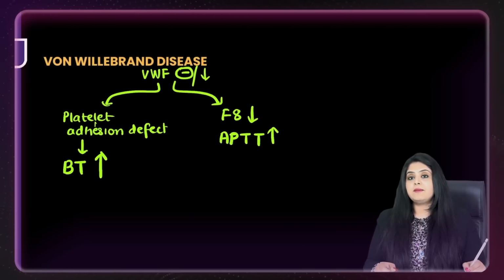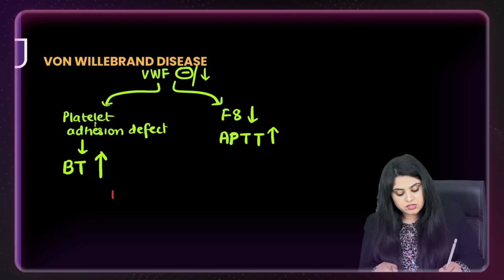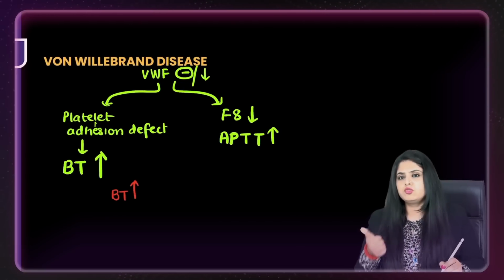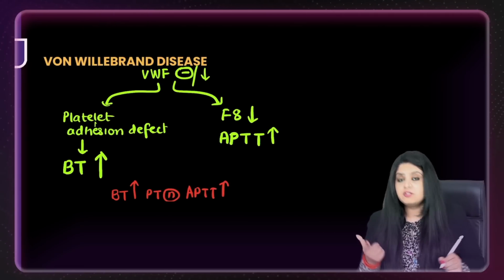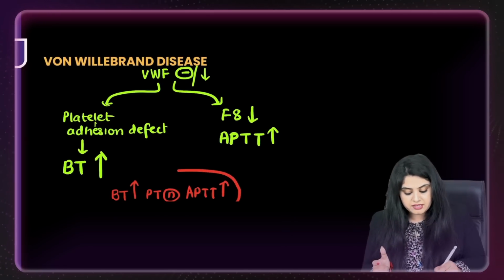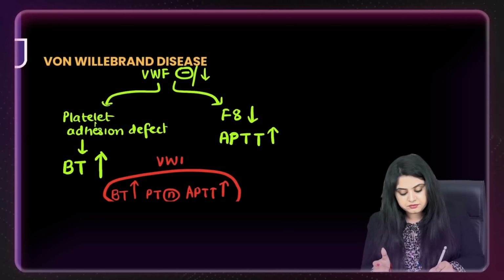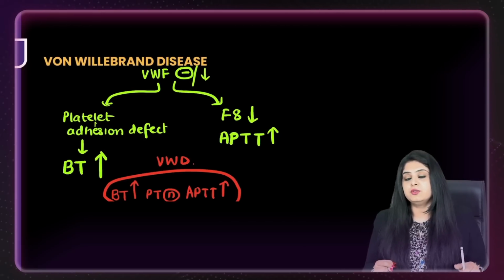So now in the exam, when you get a scenario where the patient's bleeding time is elevated, meaning there is some platelet problem, prothrombin time is normal and APTT is also elevated, meaning there is some intrinsic pathway factor VIII problem. That is the classical profile of von Willebrand's disease that you will sort out.